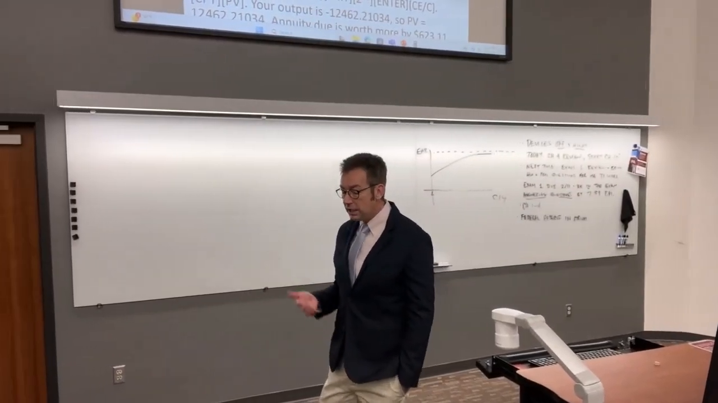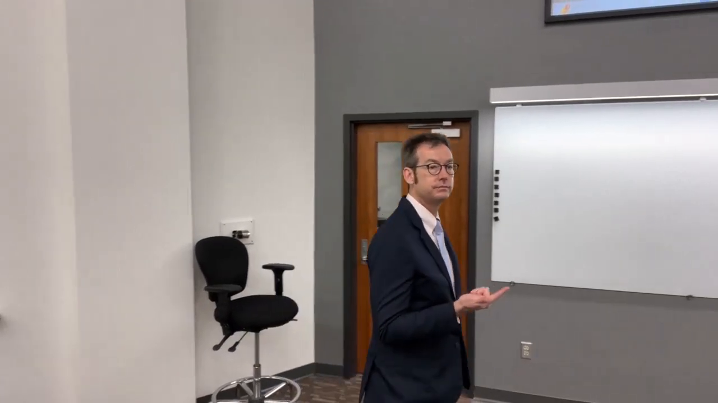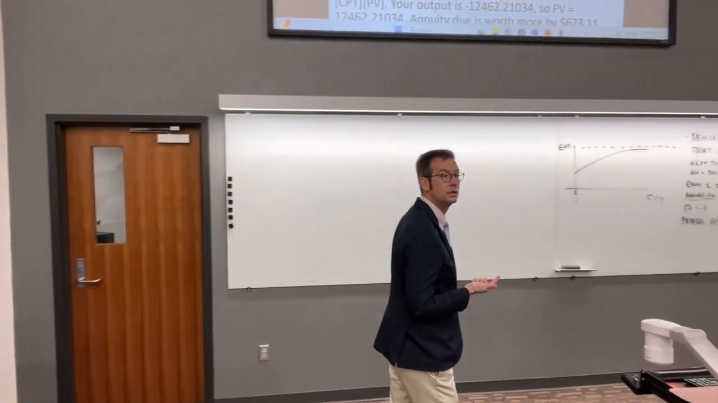Now, if you run into this kind of problem on an exam, here's what I would tell you to do. Calculate the BGN thing first, because it will force you then to reset your calculator to END mode to calculate the ordinary annuity. And that way that BGN will not be hanging out up there giving you grief for the remainder of the exam. Questions?